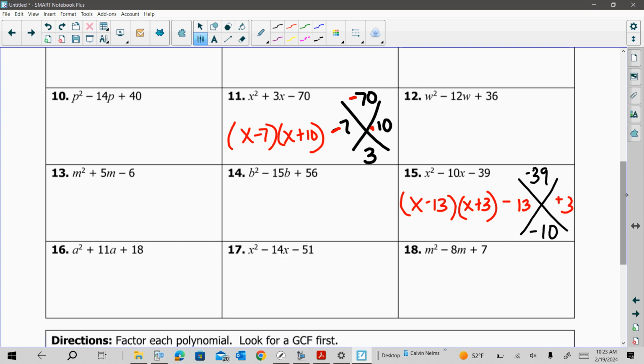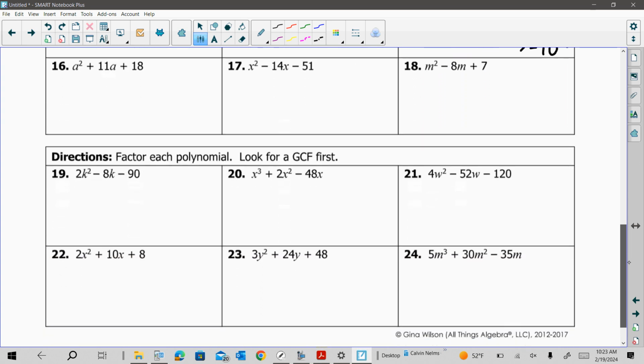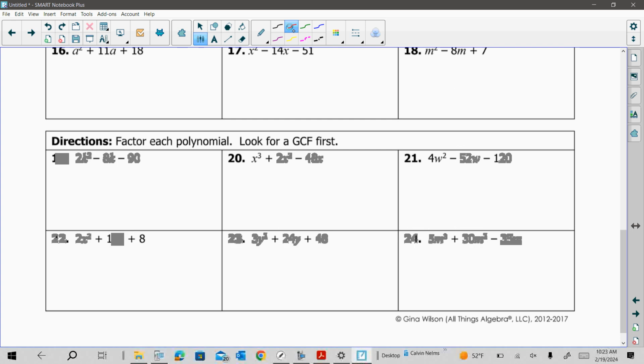Now this last set here, 19 to 24, it says right here, look for GCF first. So that's why that first side of the paper is important. So I look, what's the GCF between 2, 8, and 90? No, this one doesn't have a K, so it's just 2. So first we're going to take out the 2, and this leaves me K squared minus 4K minus 45.